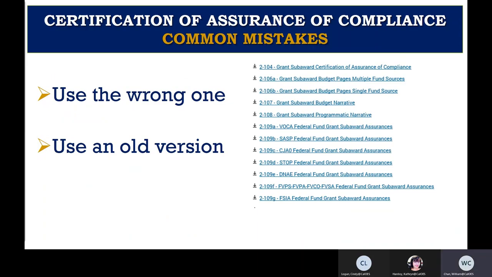This is the current list of certification assurance of compliance documents we have. A common mistake is signing and submitting the wrong one. You must receive the one that is tied to the fund source of your program. The checklist in part 3 of the request for proposal will tell you exactly which one is needed. Another mistake is using an old version of a document. The way to ensure you have the current version is by downloading it from our website. Again, the checklist will have the link for the correct and current version.